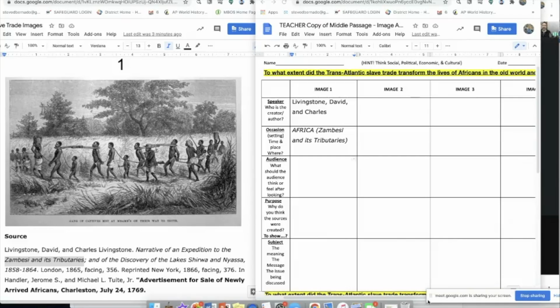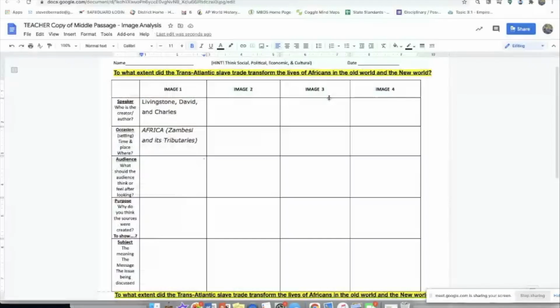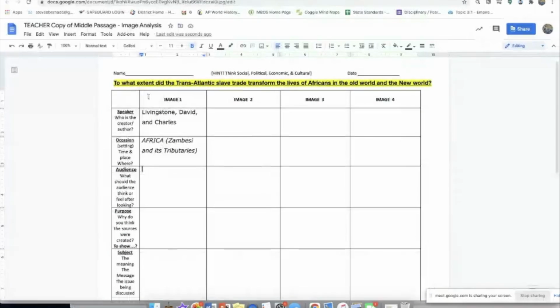This is the transatlantic slave trade middle passage image analysis. This is the investigation for the transatlantic slave trade.